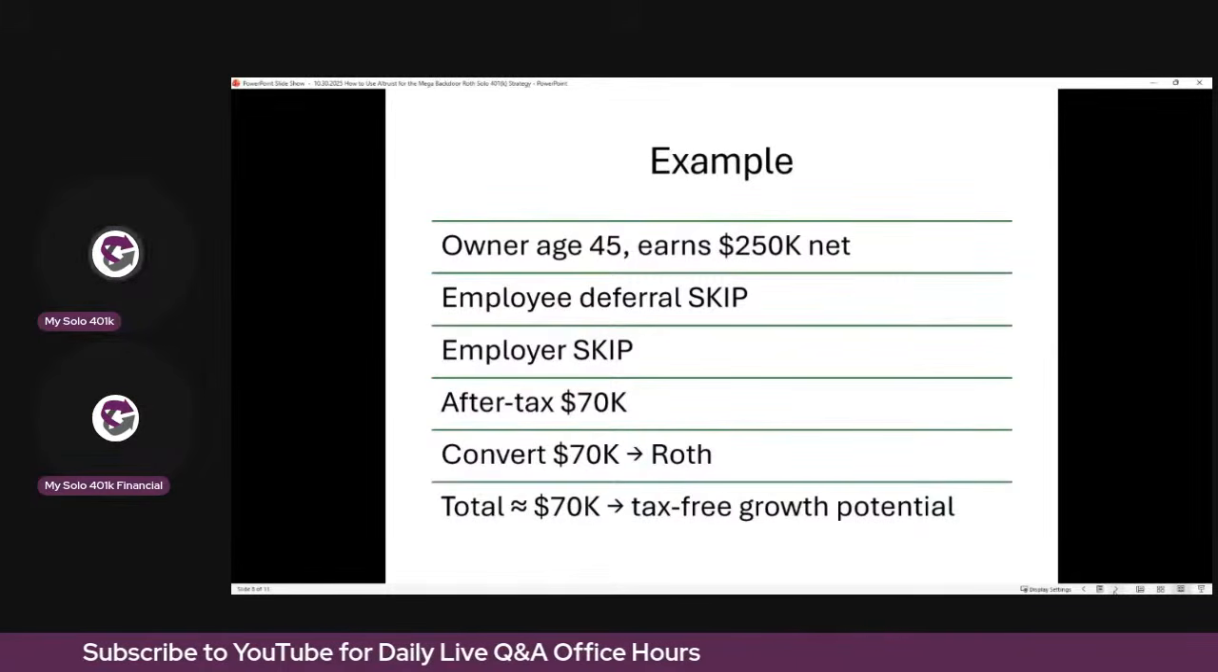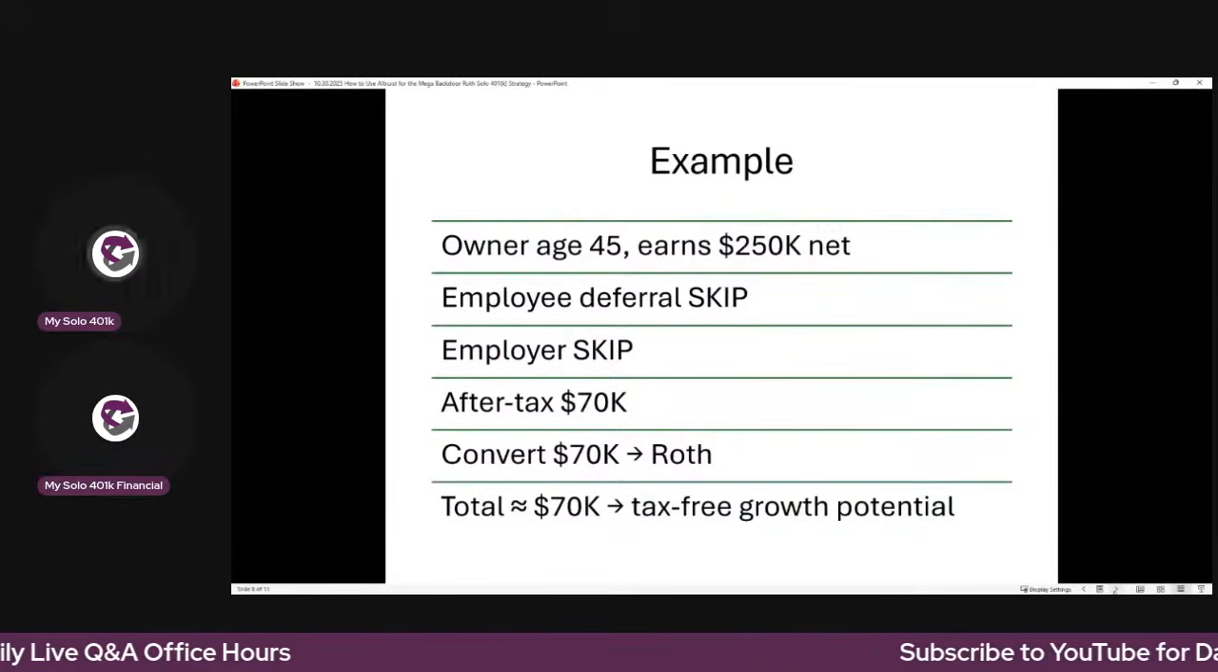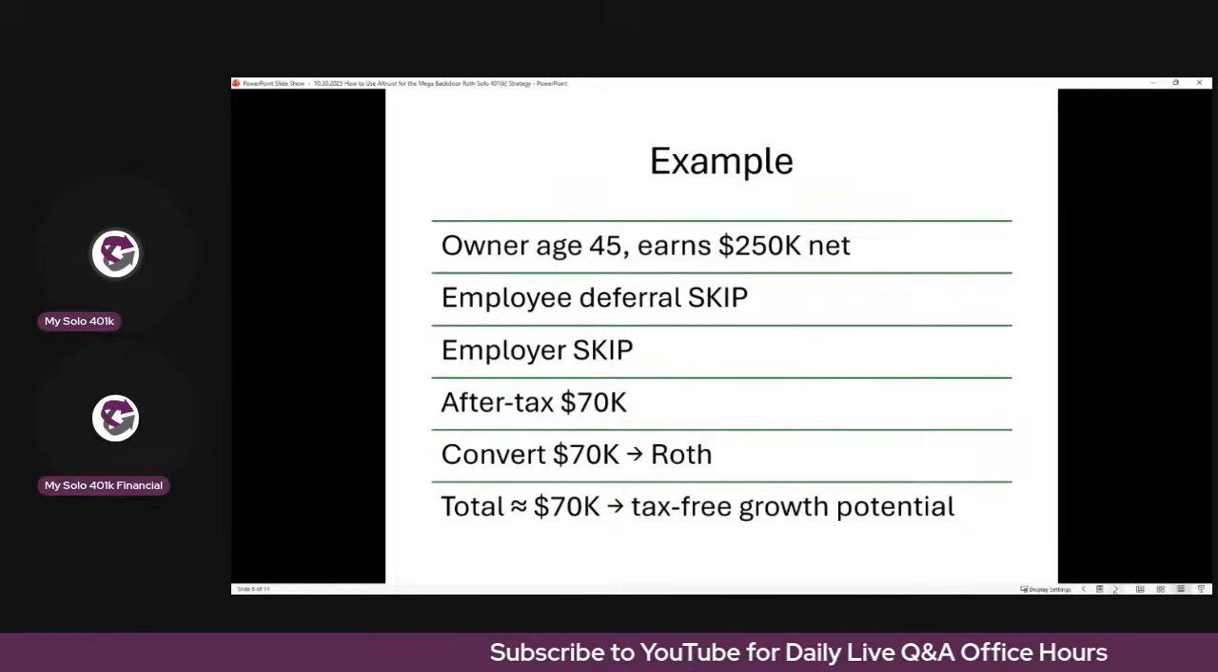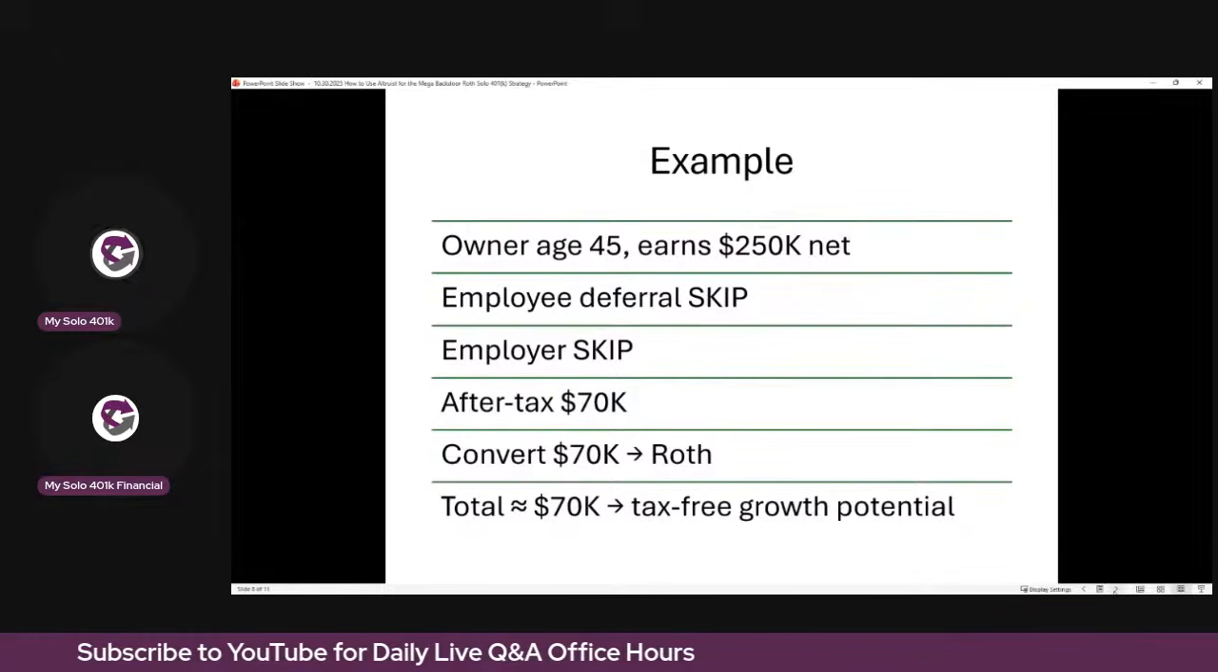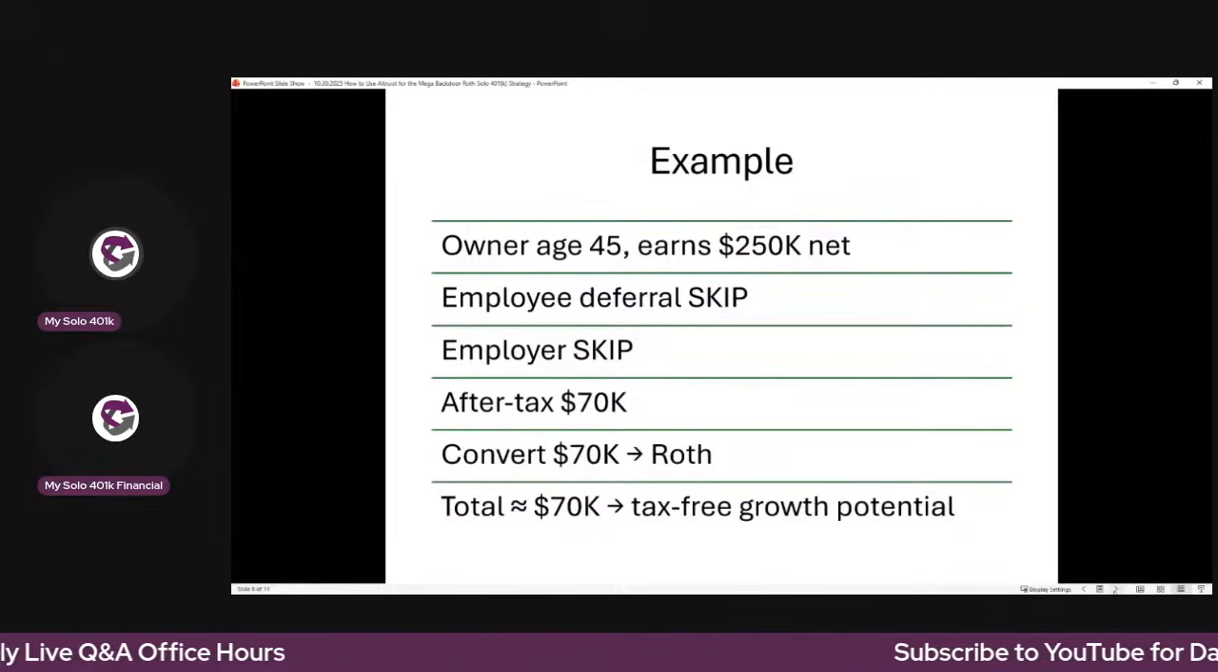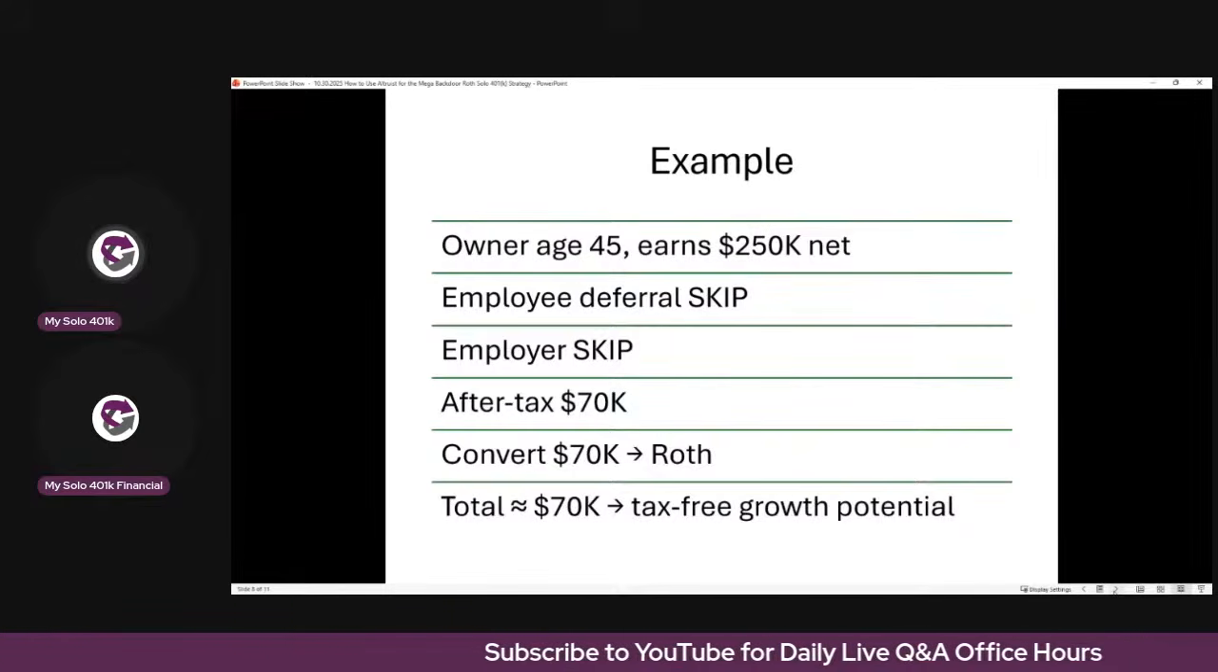So here's a simple example just to illustrate the point. Let's assume the individual is age 45. They earn $250,000 of self-employment income. They may choose to simply skip making employee and employer contributions and just make 100% contribution up to the limit of 70,000 as a voluntary after-tax contribution.